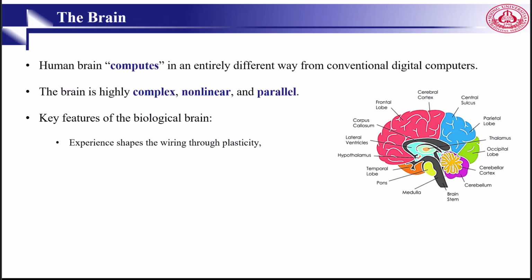Human brain computes in an entirely different way from conventional digital computers. The brain is highly complex, nonlinear, and parallel. At the same time, we can think of many things in parallel. Organization of neurons to perform tasks much faster than computers. Typical time taken in visual recognition is approximately 100 to 200 milliseconds. So there are some key features for the biological brain, that is, experience in the biological brain shapes the wiring through plasticity, and hence learning becomes the central issue in neural networks.